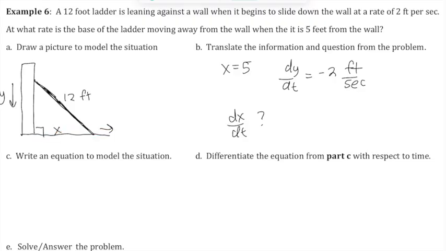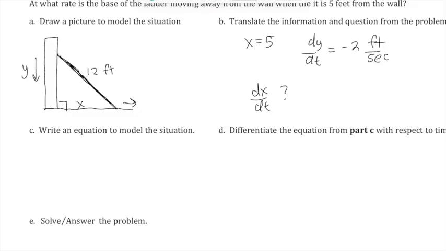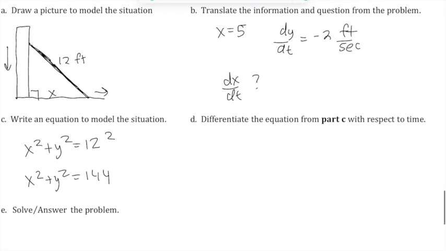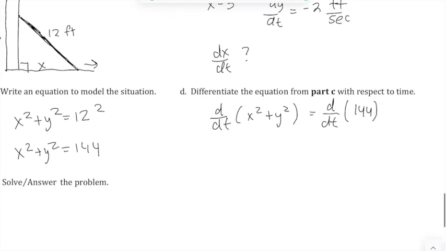Okay, so now that we have all that, we need to write an equation that kind of glues all this together. And we have a triangle here. We know this is y, x, and 12, so we can write an equation using the Pythagorean theorem: x squared plus y squared equals 12 squared. Okay, so now we need to take the derivative, and again, we're taking a derivative with respect to time. So we're going to have 2x times dx/dt, plus 2y times dy/dt, and then the derivative of 144 is 0.